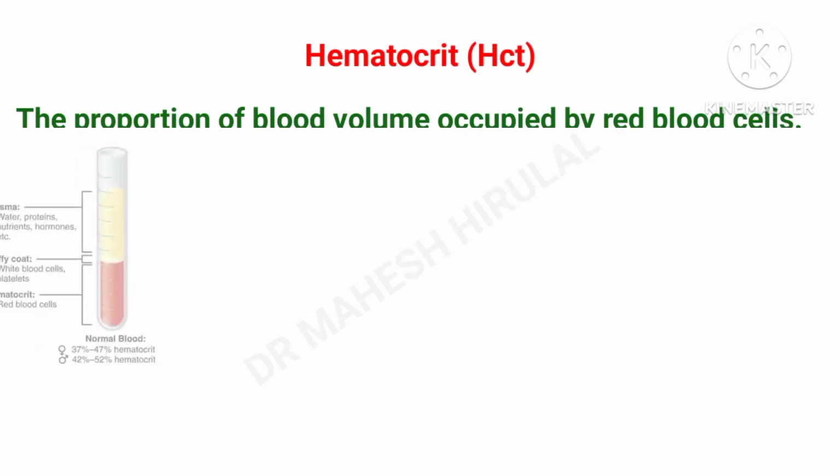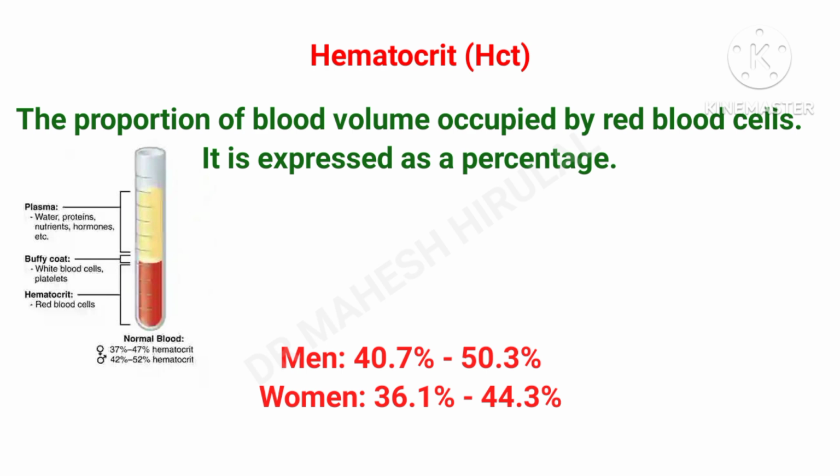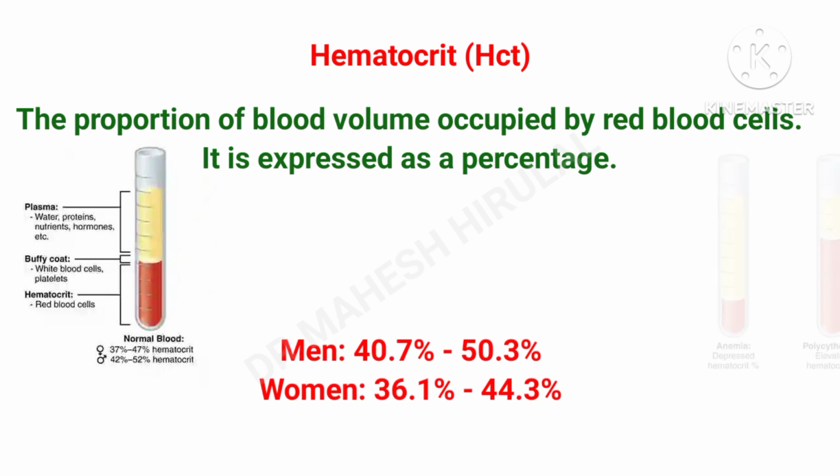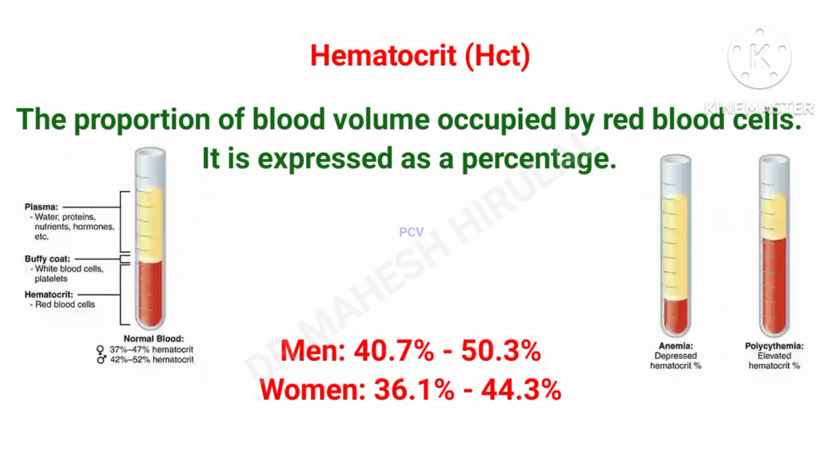Hematocrit is the portion of blood volume occupied by the red blood cells and is expressed in percentage. There are many conditions where the hematocrit value will be decreased or increased. The word PCV is used synonymously with hematocrit, but there is a small difference between them. PCV is estimated after centrifugation of the blood. Hematocrit is the value given by the automated analyzer.